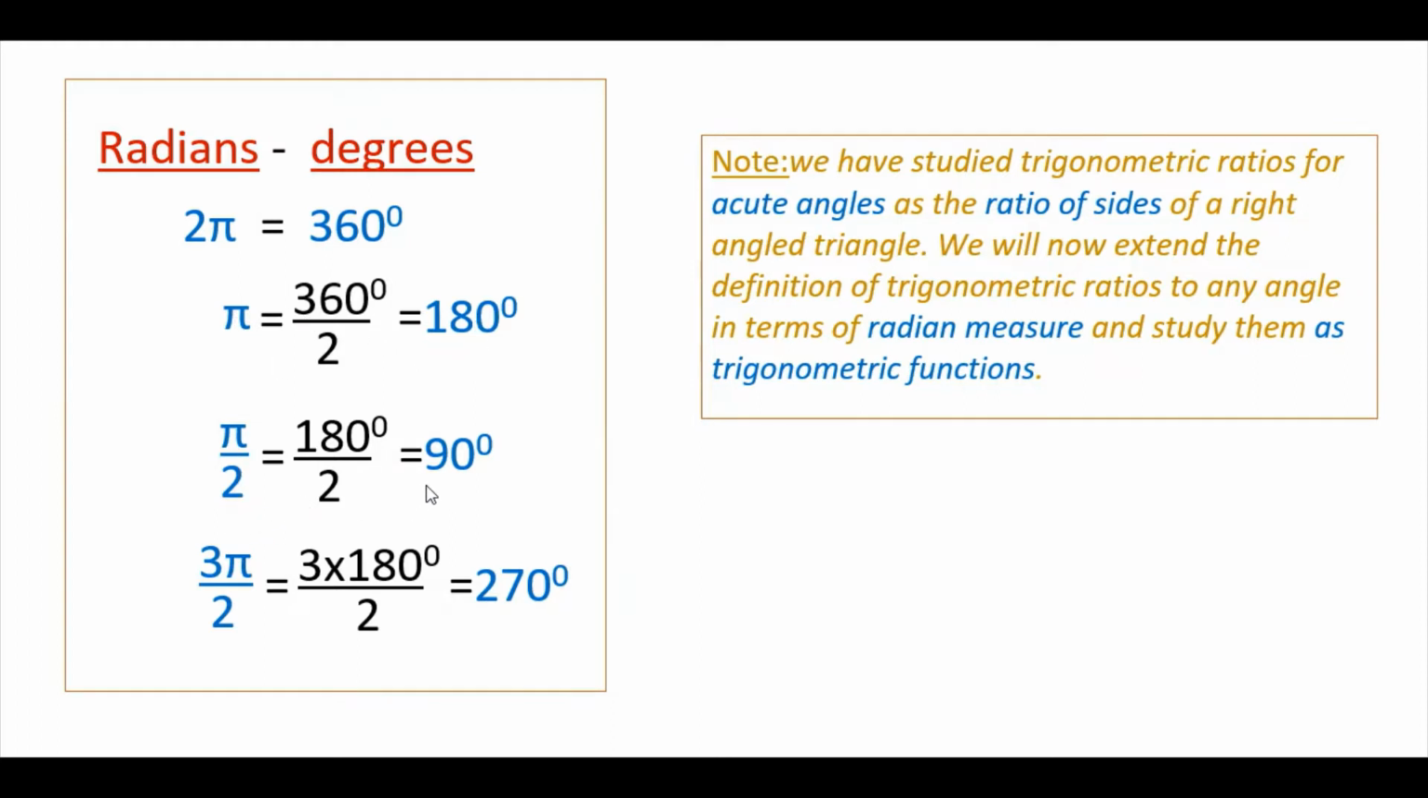Pi by 2 radians is equal to 180 by 2, that is 90 degrees. 3 pi by 2 is equal to 3 into 180 degrees by 2, that is 270 degrees. Here there is no need to write the word radians, so you can directly write 2 pi, pi by 2 and 3 pi by 2.